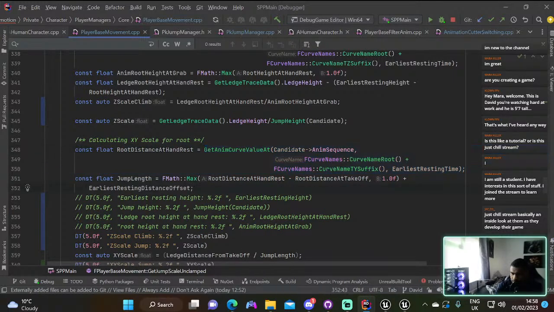Route distance at hand rest. When the hand is at rest, how far have we travelled? Then we say route distance at hand rest minus the route distance at takeoff. How far have we travelled?